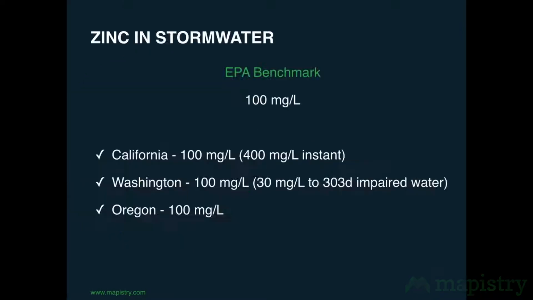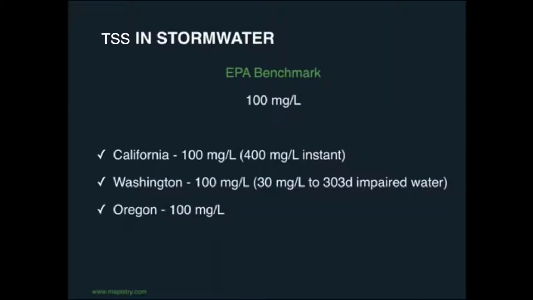TSS background. The EPA benchmark is 100 milligrams per liter. Most states use this 100 milligram per liter benchmark. You can see California, Washington, Oregon all have 100 milligrams per liter as their benchmark or action level for TSS. Some things to note: California has a 400 milligram per liter instantaneous benchmark, meaning if you exceed that twice in a given stormwater reporting year, you move into the next risk level. So there are some instant action levels that are used.